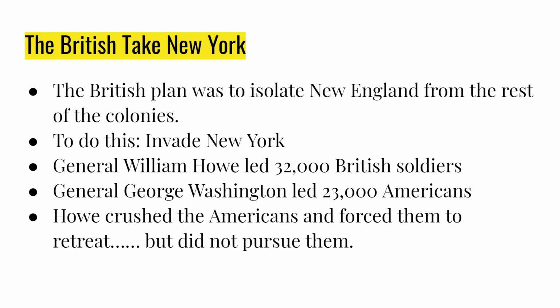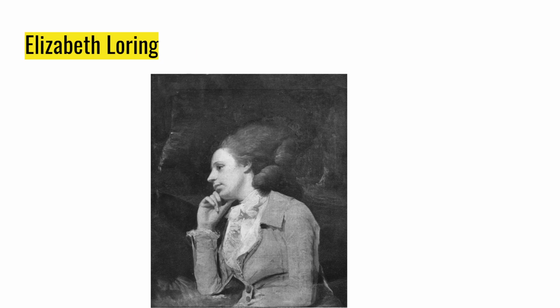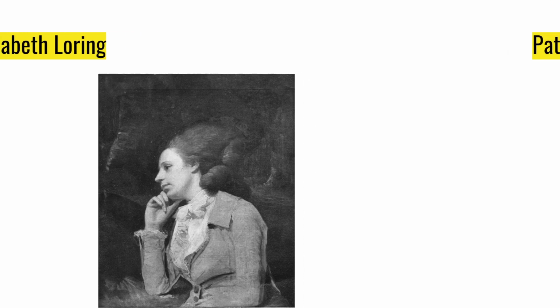So what is it that could have held a man's attention so much that he abandoned defeating his enemy? Well, the answer is a woman. A lot of historians say that Elizabeth Loring is one of the reasons that William Howe didn't pursue Washington and one of the reasons that the British are going to lose this war.